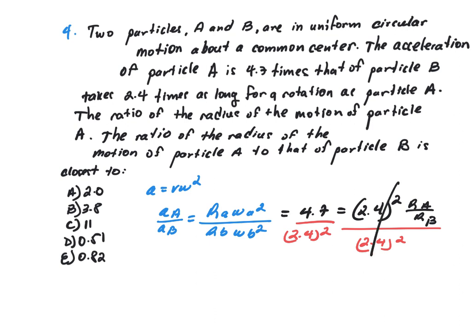These two will cancel out, so you have RA over RB equals 4.7 over 2.4 squared, which comes out to 0.815. So the answer to this question is E, 0.8.